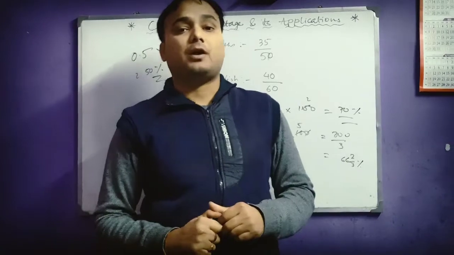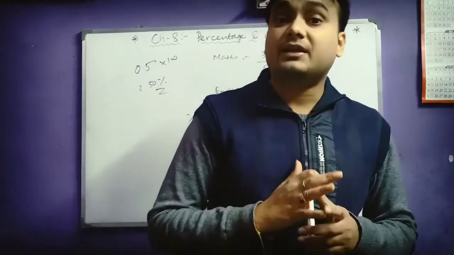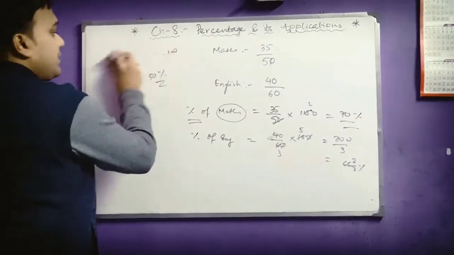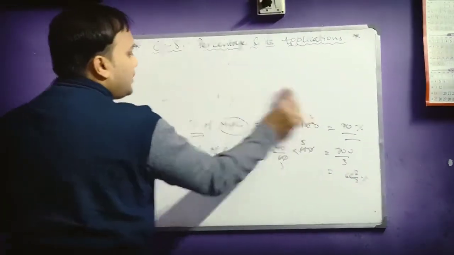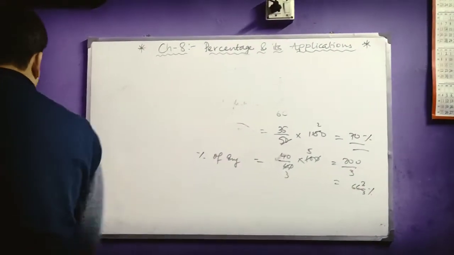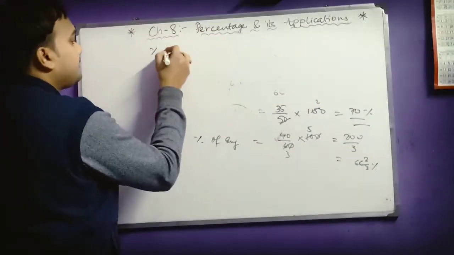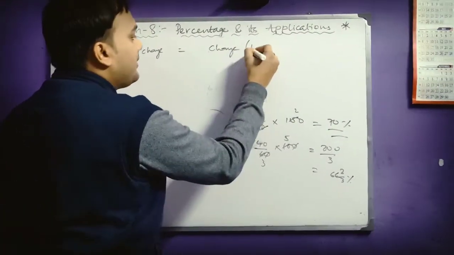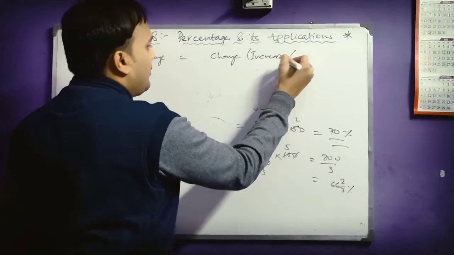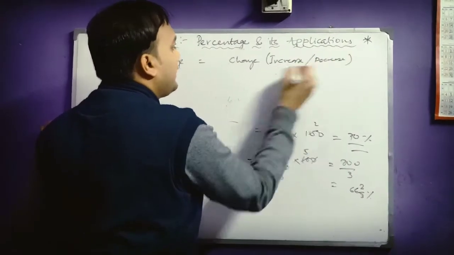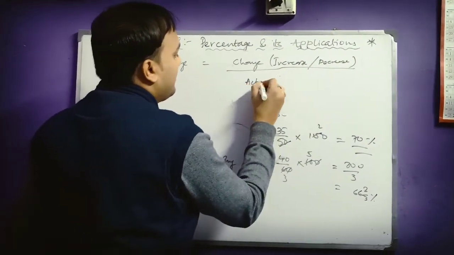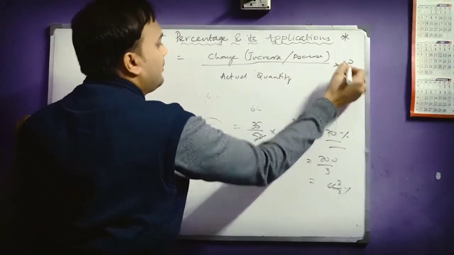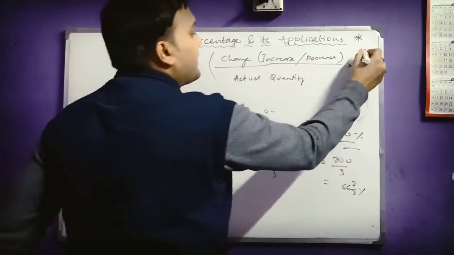And the next part is, students, that if percentage change is required, sometimes the question is something like you have to find the percentage change. So for percentage change, you have a formula, that is percentage change will be equal to change. Change can be of two types: increase or decrease, divided by actual quantity into 100. Okay, so this will give you the percentage change.